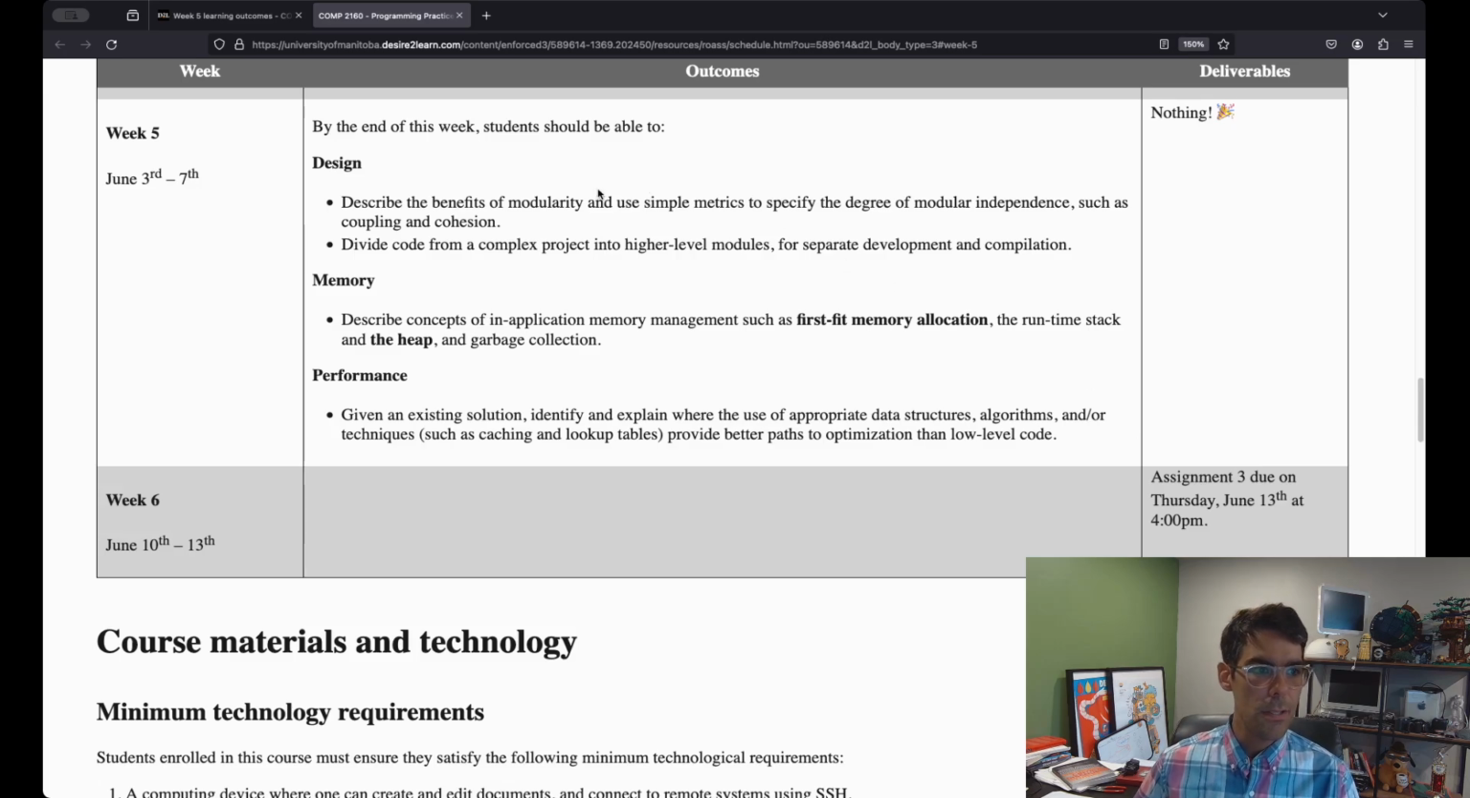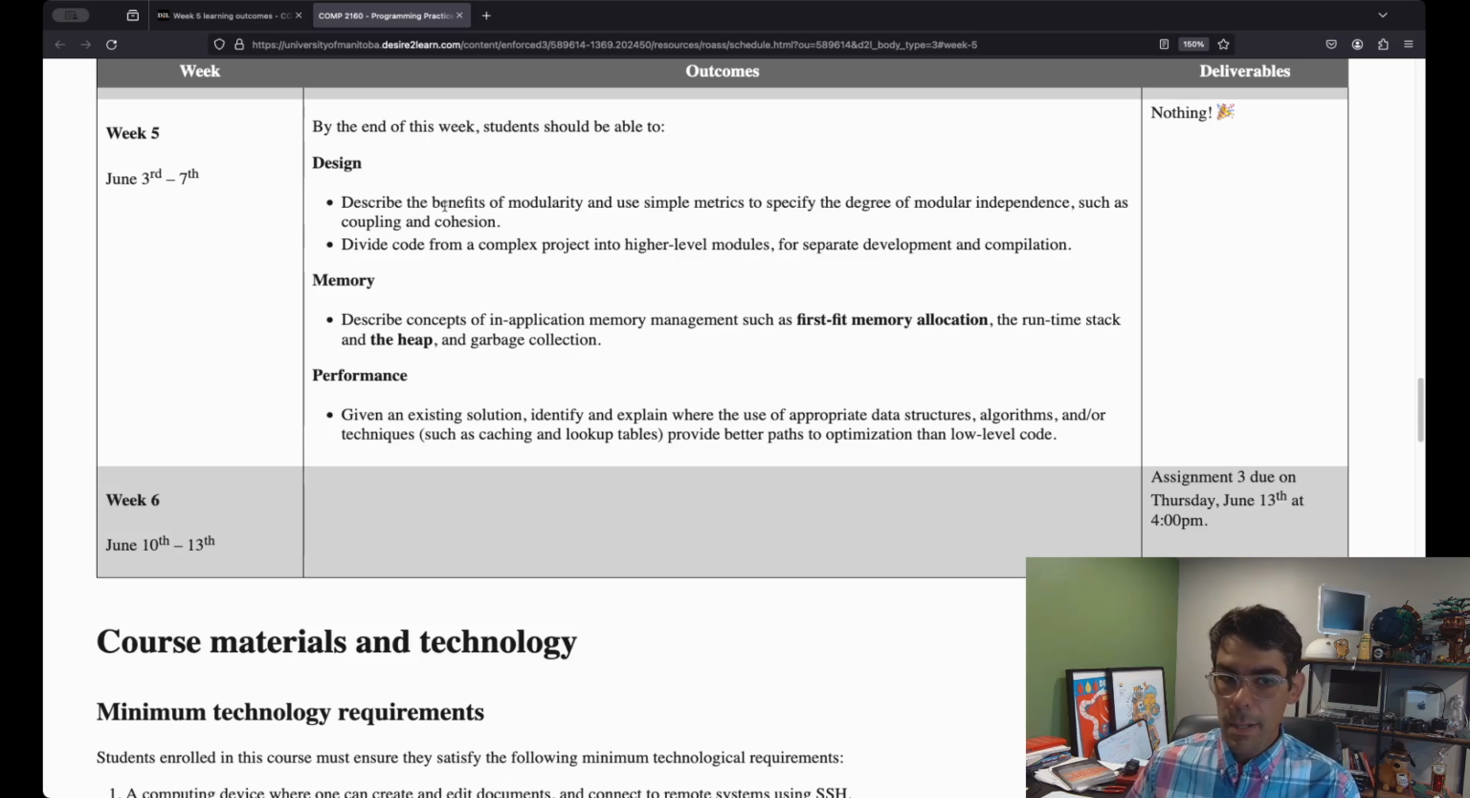By the end of this week, students should be able to describe the benefits of modularity and use simple metrics to specify the degree of modular independence, such as coupling and cohesion. And the other one is divide code from a complex project into higher level modules for separate compilation and development.